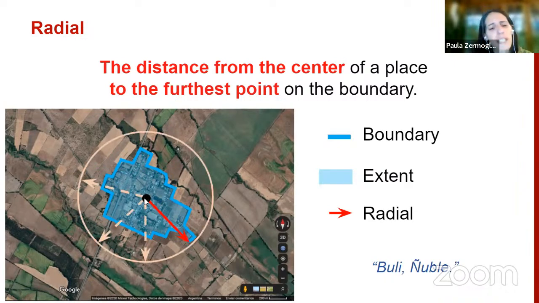If we look at this, we can see that from this center we can draw a circle around it, right? And so if we put the radius of that circle to the furthest point on the boundary, we can define a radius, right? And so that's why we call it a radial.